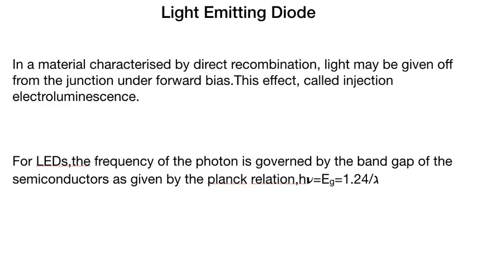Okay, moving on. The last topic is the light emitting diode. In a material characterized by direct recombination, that is a direct band gap semiconductor, light may be given off from the junction under forward bias. This is called junction electroluminescence. For LEDs, the frequency of the photon is governed by the band gap of the semiconductor, as given by Planck's relation, which is lambda equals 1.24 divided by the band gap.